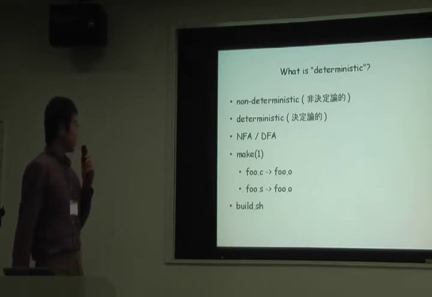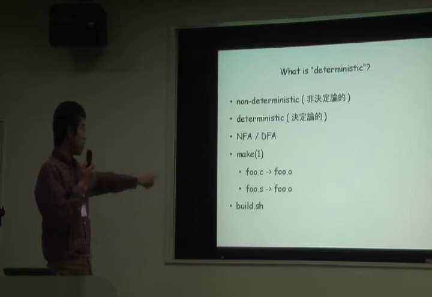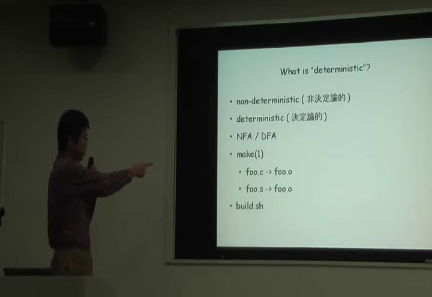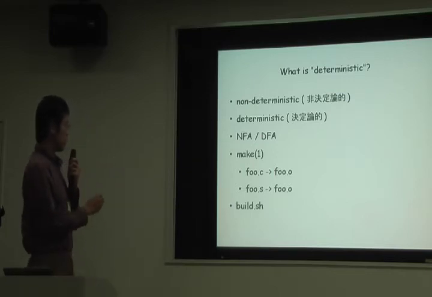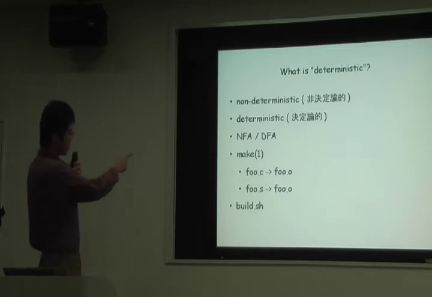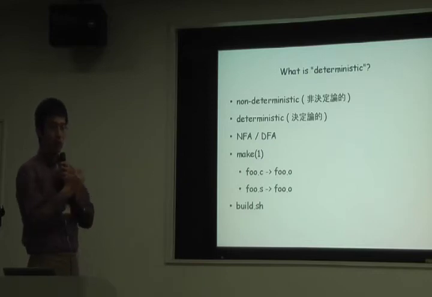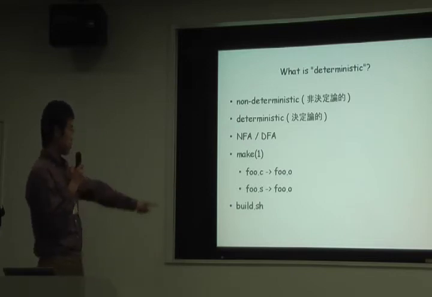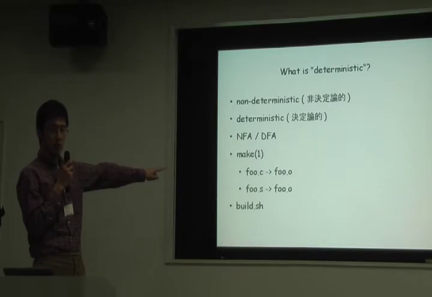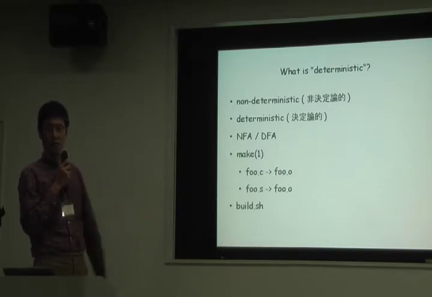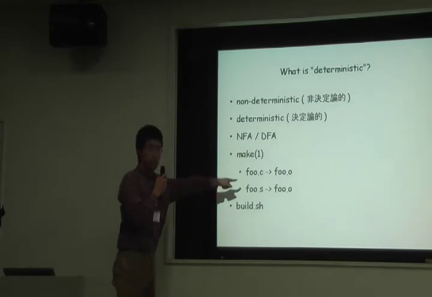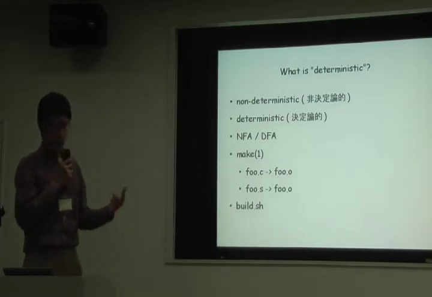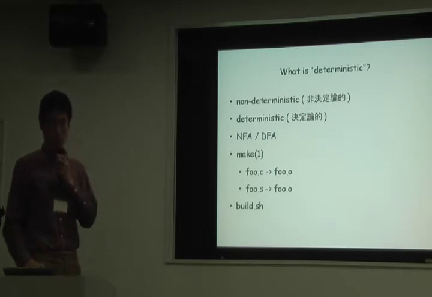For example, the make command has some rules. If you want to get foo.o, and if you have foo.c, cc builds foo.o from foo.c, but if you happen to have foo.s somehow, it may build foo.o from foo.s. Both of these are accepted.